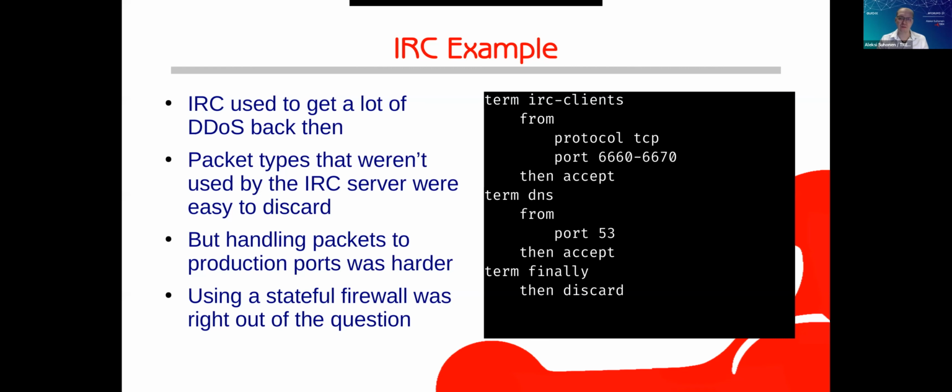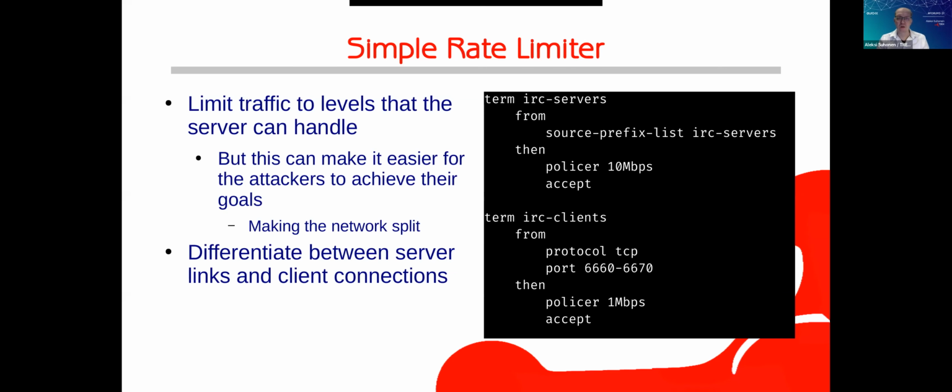But then if the attackers switch to targeting the actual ports that are in production, that are actually being used, then it gets harder. And using a stateful firewall was out of the question back then, because a stateful firewall could maybe handle 10 megabits of traffic before it ran out of steam and then simply stopped forwarding traffic. And even these days, because now attacks are in the terabits, a stateful firewall is still out of the question. It will run out of states in a second, no matter how big it is.